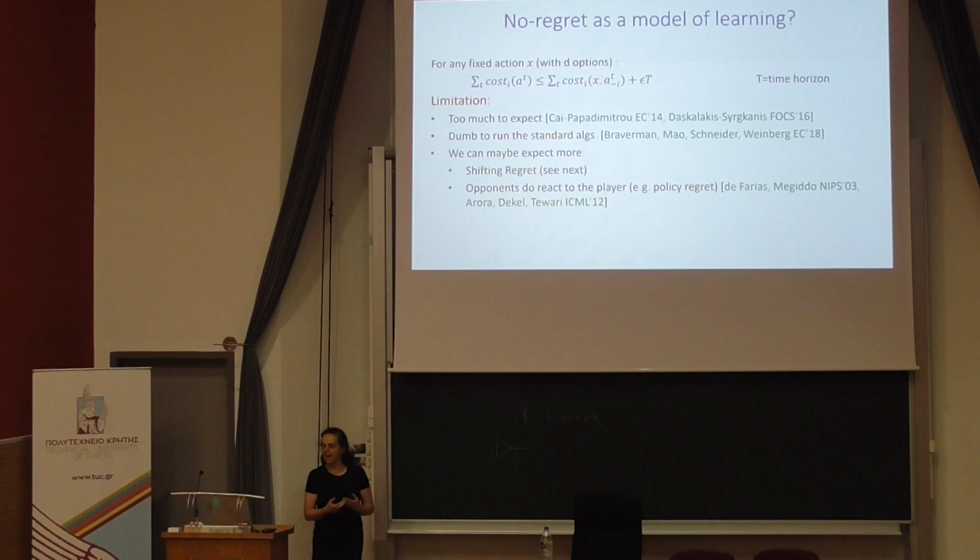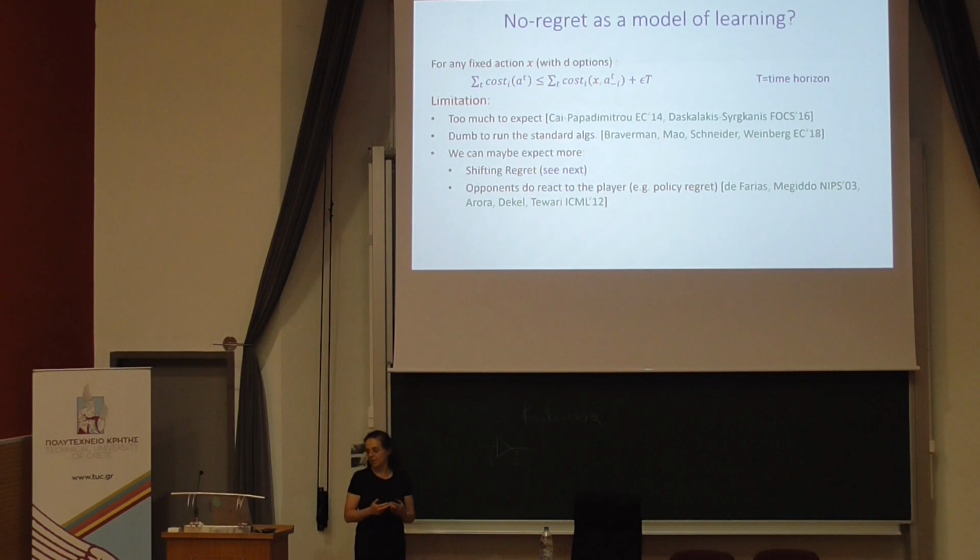They take into account that you might want to induce your opponent to cooperate in a learning algorithm, and that learning no regret is the wrong standard here. You want to learn to play the strategy that induces the other guy to do his best. That's the Farias-Megiddo paper, and the more recent Arora, Dekel and Tewari paper from ICML 12 is giving this a name. It's called policy regret. That is, you're trying to learn the best policy, where you have no regret for a policy. What would be your regret?